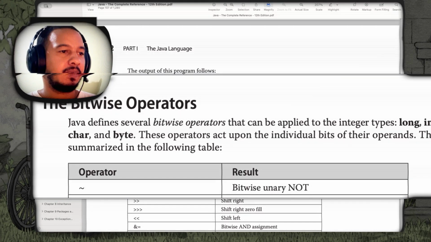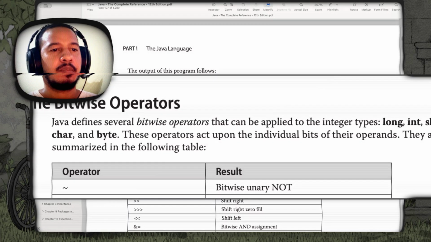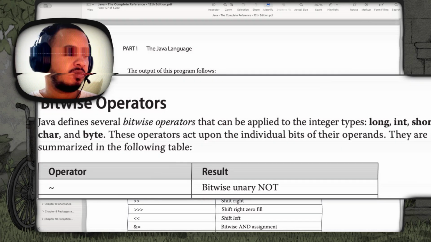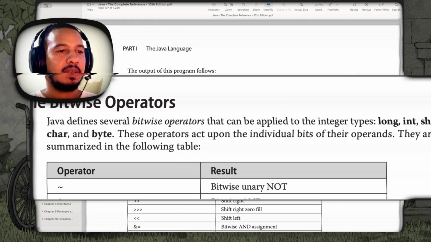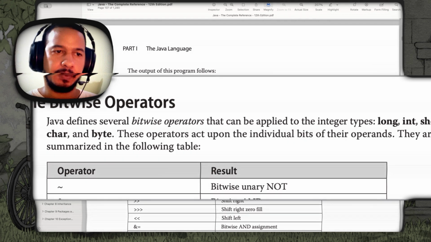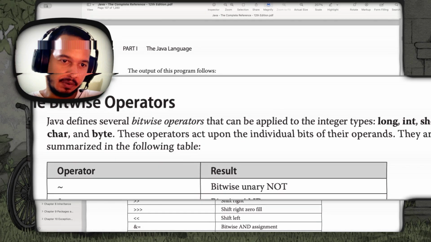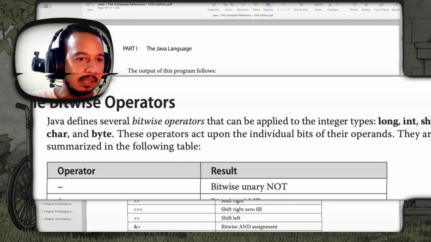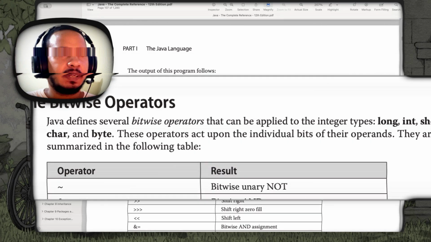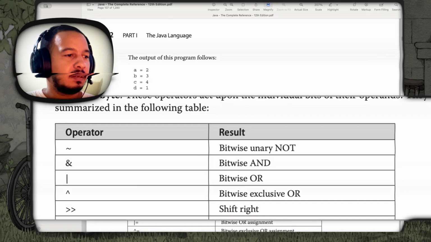Java defines several bitwise operators that can be applied to the integer types long, int, short, char, and byte. These operators act upon the individual bits of their operands. They are summarized in the following table. You're rarely going to use that.